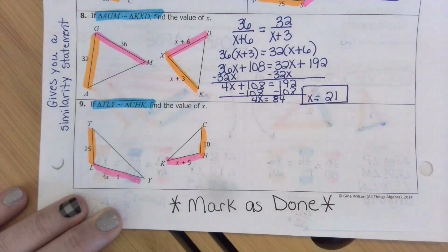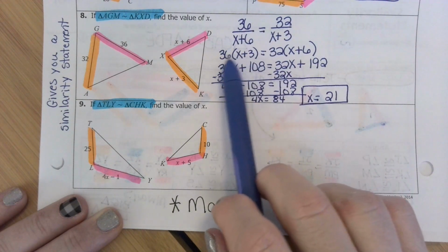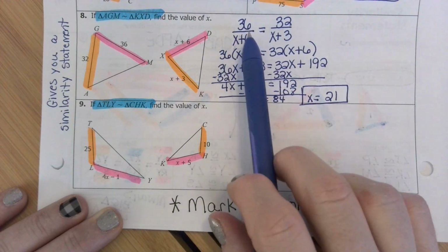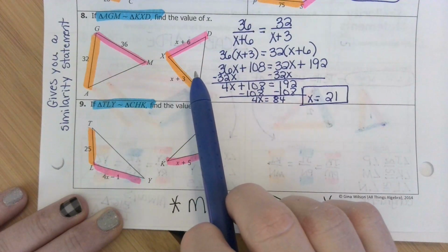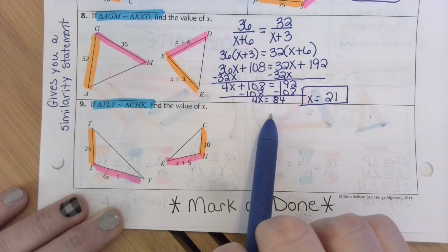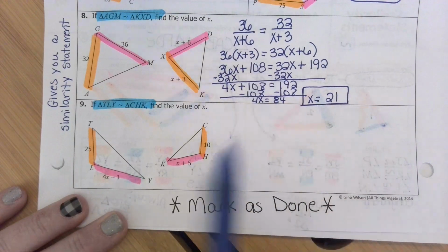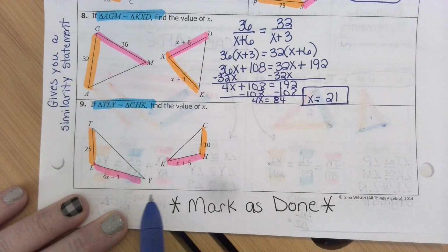Okay, here's the answer to number 8. Cross multiply, I did 36 times x plus 3. Remember, if you write it out like this, you're less likely to make a mistake. 32 times x plus 6. And then I distributed, did the regular algebra that we've been doing for 9 weeks now, and I got x equals 21. Okay?